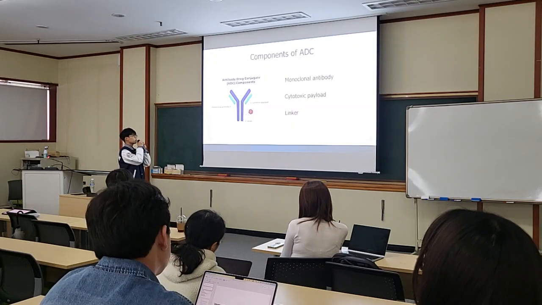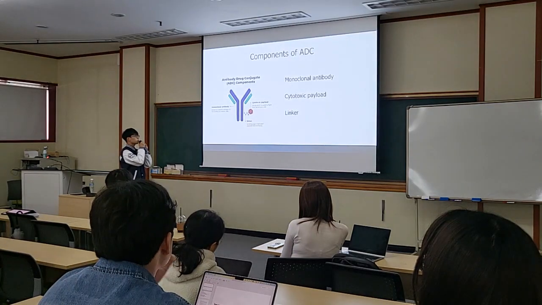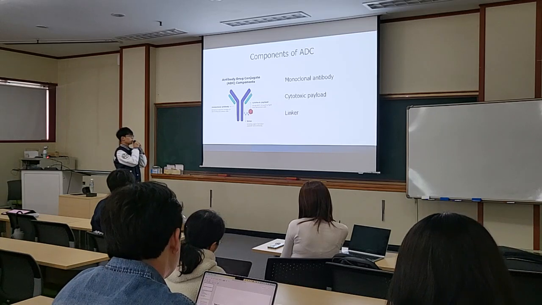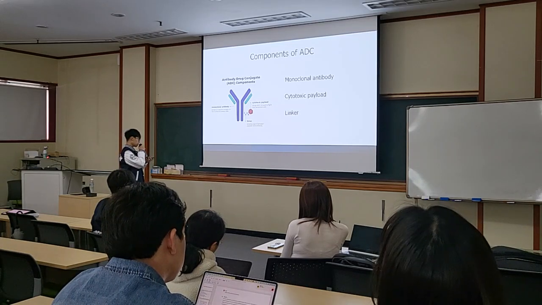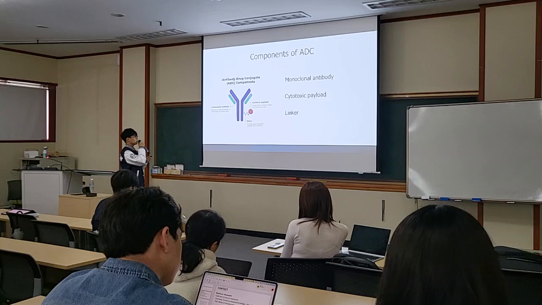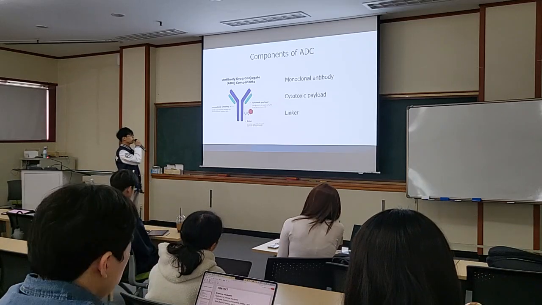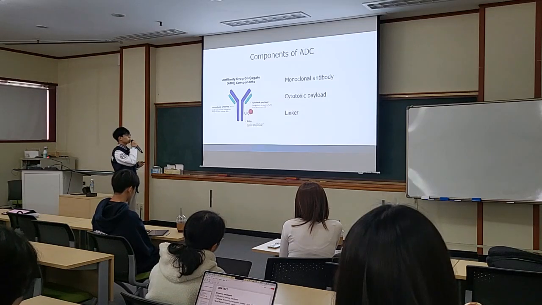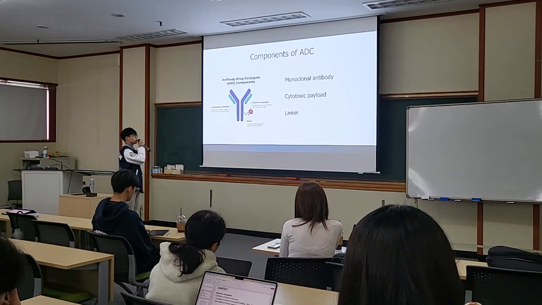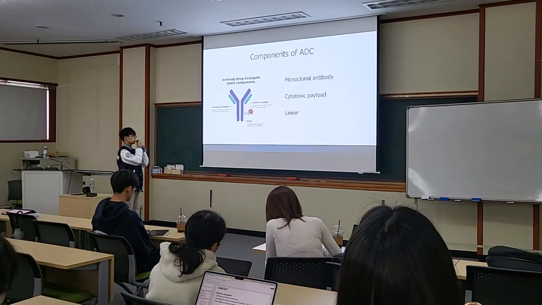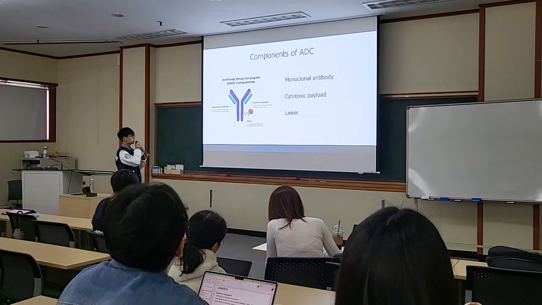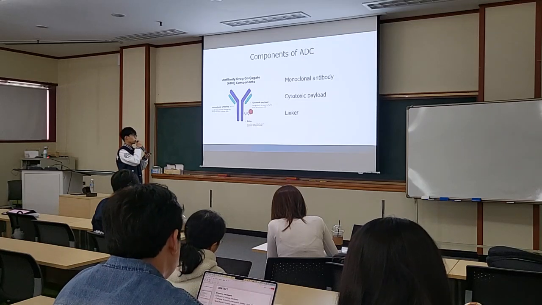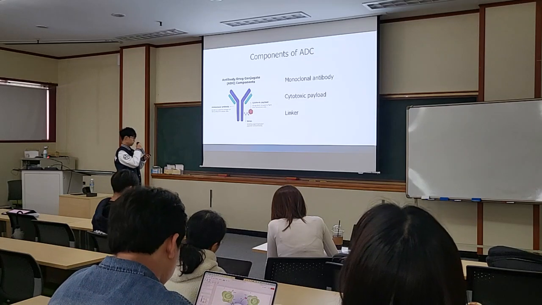There are components of ADC. First is the monoclonal antibody. Second is the cytotoxic payload and linker. The monoclonal antibody is this antibody. It binds to a specific antigen on the surface of cancer cells. And the cytotoxic payload is this. It is the drug which is used to fight the cancerous cells. And the linker is this. The linker is the binding agent between the payload and the antibody.